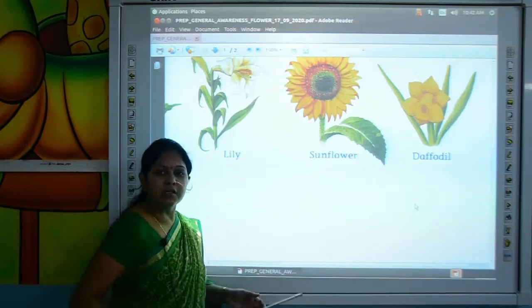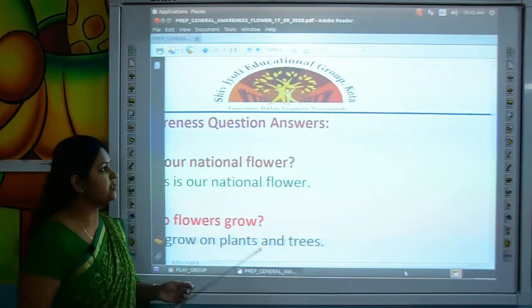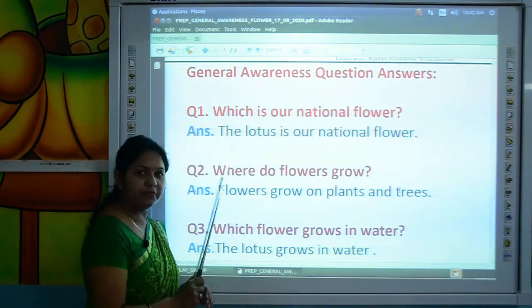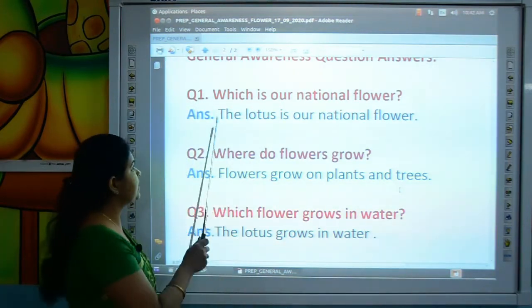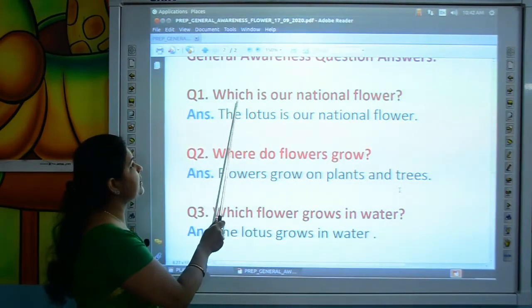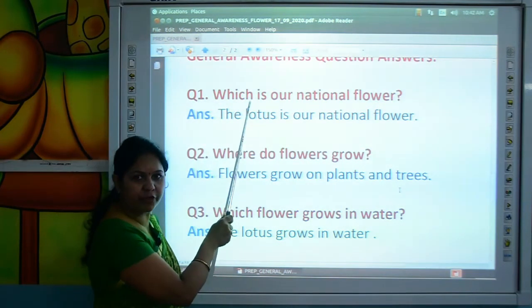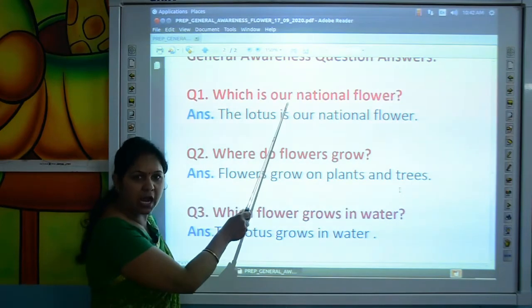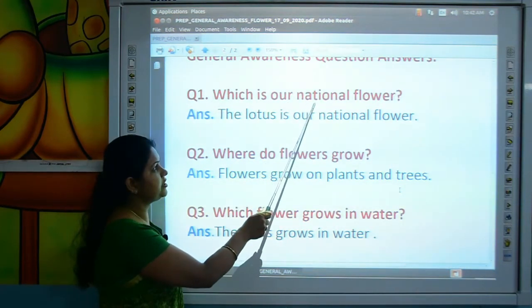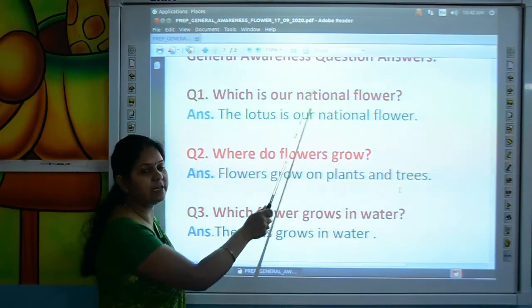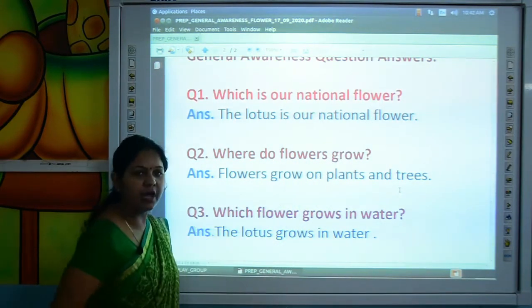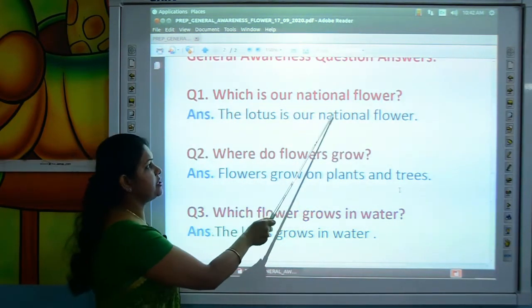So kids, now we will learn some questions based on flowers. First we will read the question and then we will learn the answer. So let's read with me. WHICH, which. IS, is. OUR, our. NATIONAL, national. FLOWER, flower. Which is our national flower?